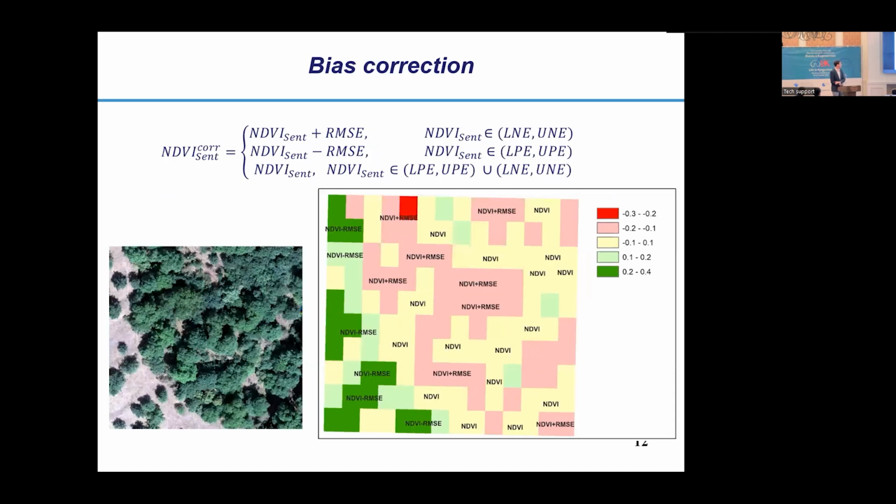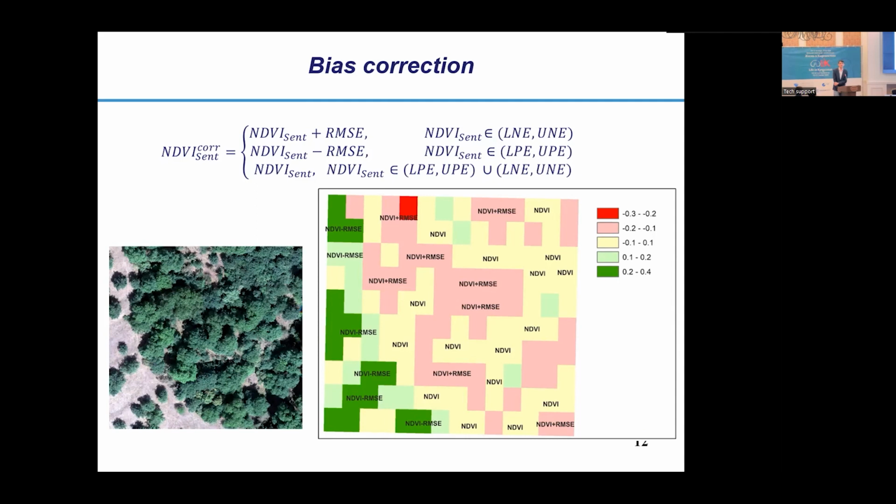Все, что мы делали, это тот же самый снимок, только в настоящих цветах, real color. И то, что я вам говорил: на заниженных значениях мы добавляли, на завышенных отнимали, и получились скорректированные снимки, скорректированные NDVI. То есть мы внесли коррекцию, мы уточнили значения NDVI для снимка Sentinel.